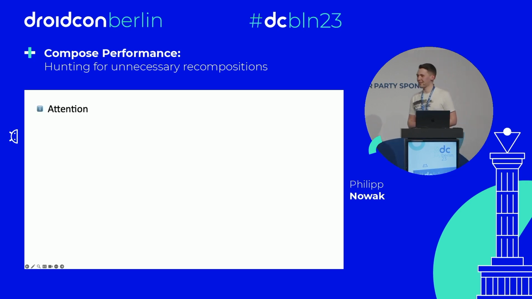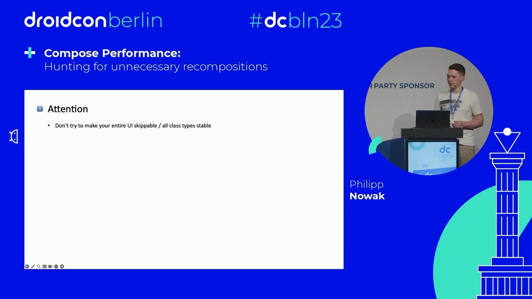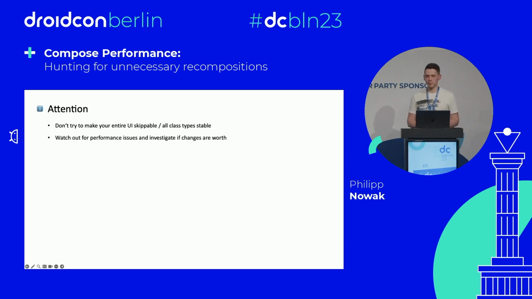Before we finish this talk, I want to give you a last short piece of advice. Don't try to make your entire UI skippable and all class types stable. You should rather watch out for performance issues and think about whether changes are worth it. Trying to simply make all class types stable and all composables skippable might introduce new bugs that are hard to debug and will make your code harder to maintain.